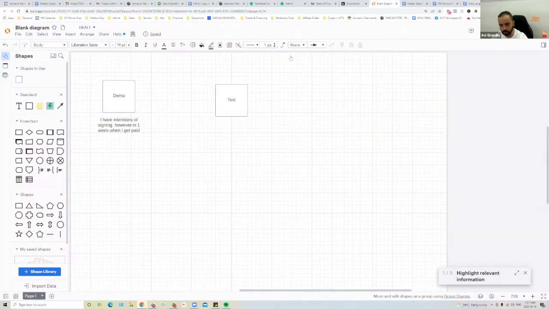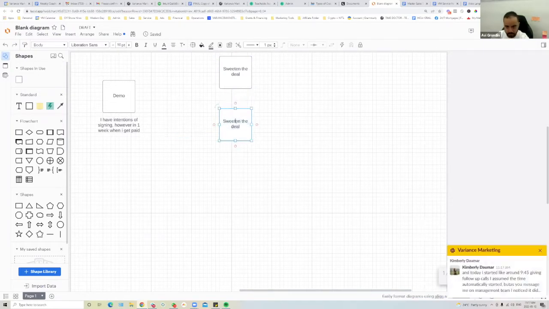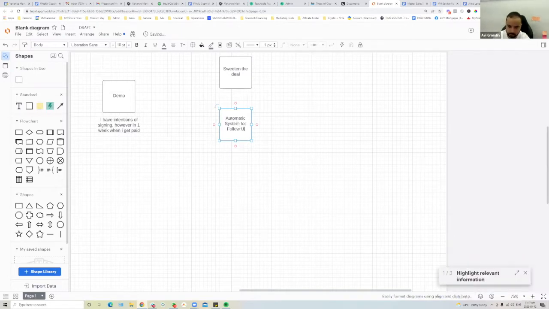You deployed those two initiatives. Now we're going to go to the next stage, right? So let's just say this kind of breaks up into two sections. You need a way to sweeten the deal. The other thing you need is an automatic system for follow-up.